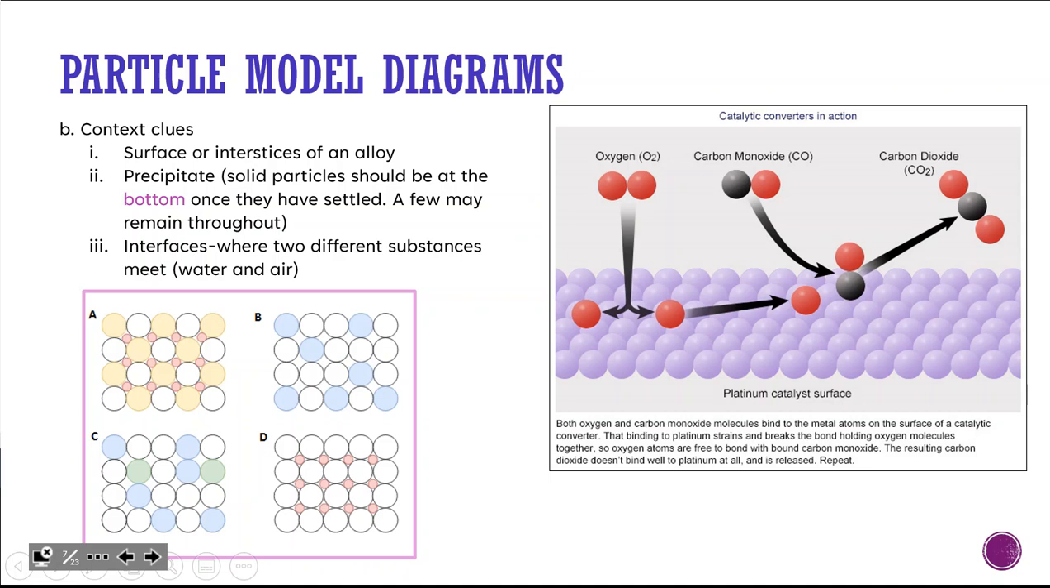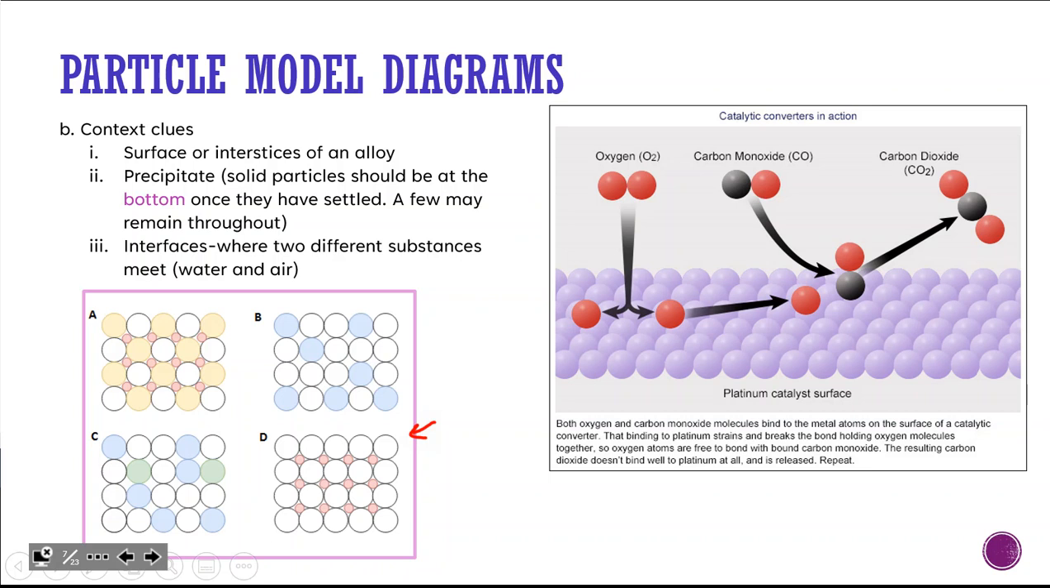Couple of other things. There are other context clues to consider. One of the context clues is the surface or the interstices of an alloy. Now, we will go into detail in discussing what alloys look like later on, but alloys are usually represented by this type of picture. This is a variation of different alloys. Alloys are metal mixtures, okay? Like brass and bronze and sterling silver and some of these other things.